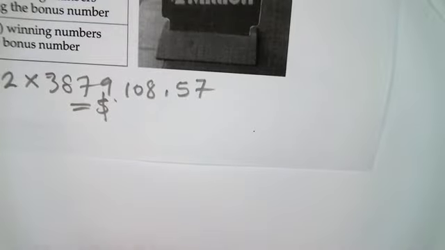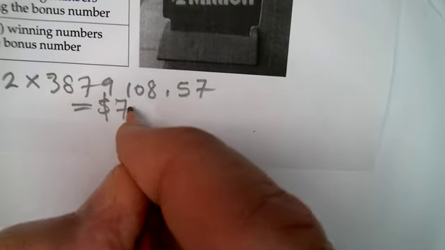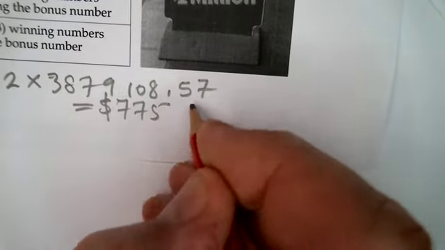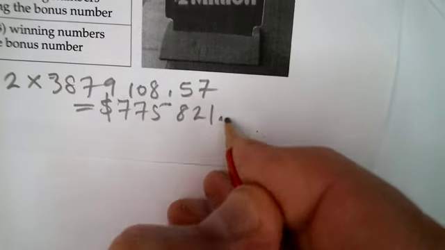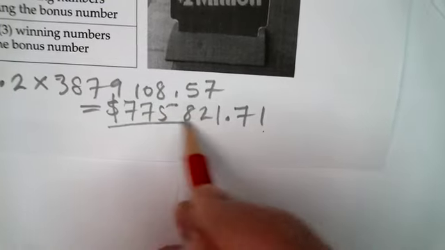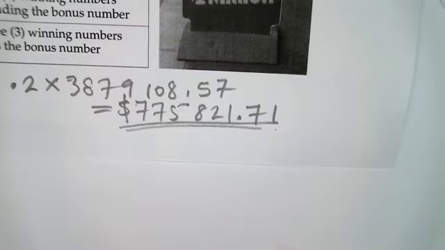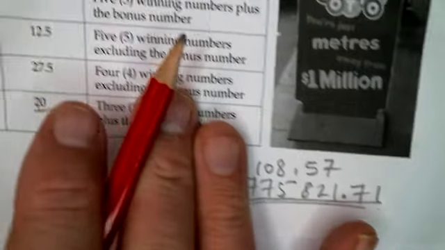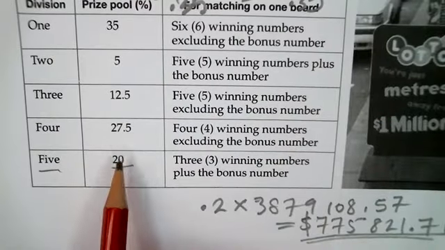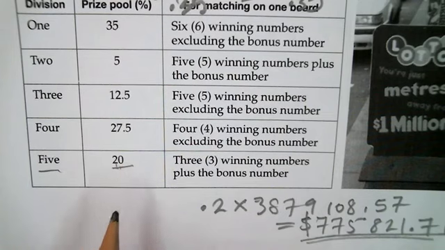Be nice to be in focus. Oh, there we are. Look at that. 775,821 and 71 cents. And that would be the amount which is shared by the Division 5 winners, or 20% of the total.